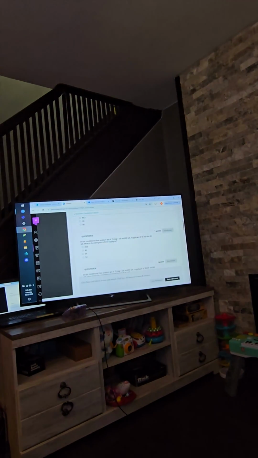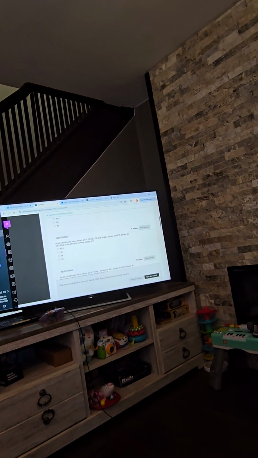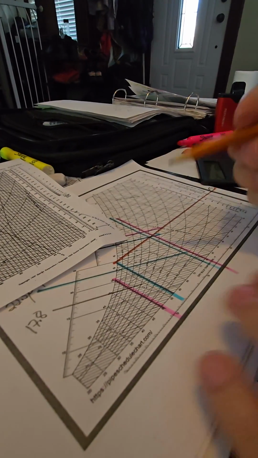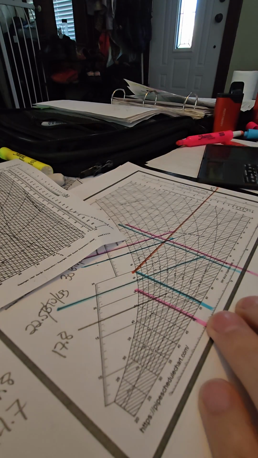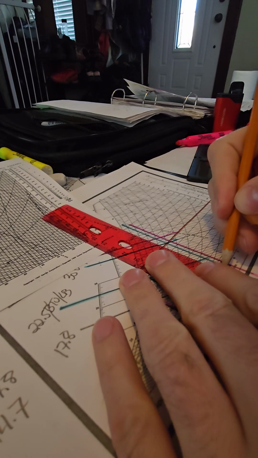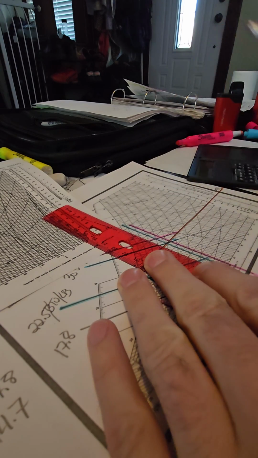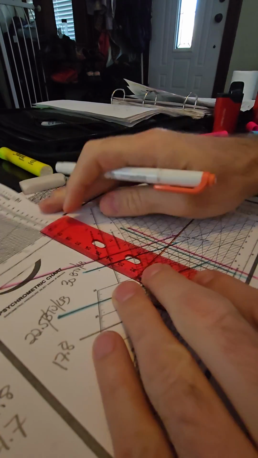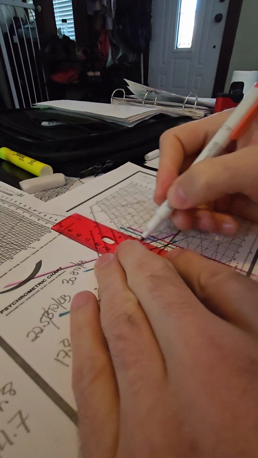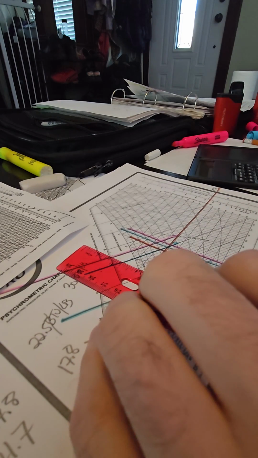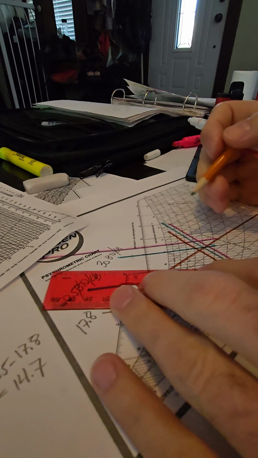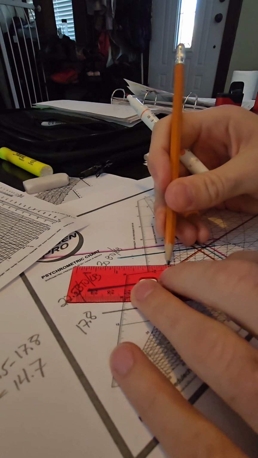So the question is 75 dry bulb, 60 wet bulb. Let's get that plotted. 75 dry bulb. And I guess I will do orange. And 60 wet bulb. 60 wet bulb is right there.